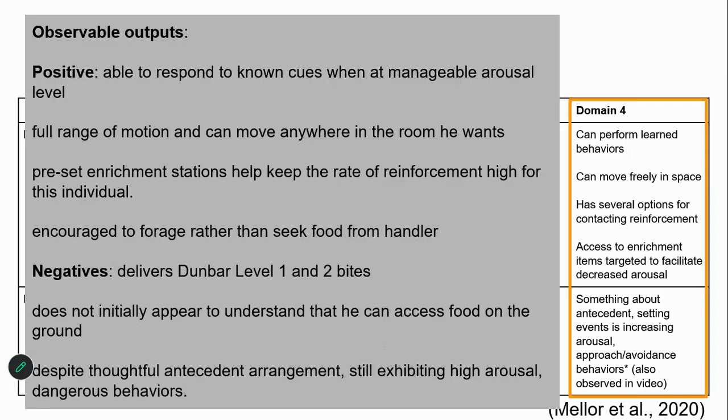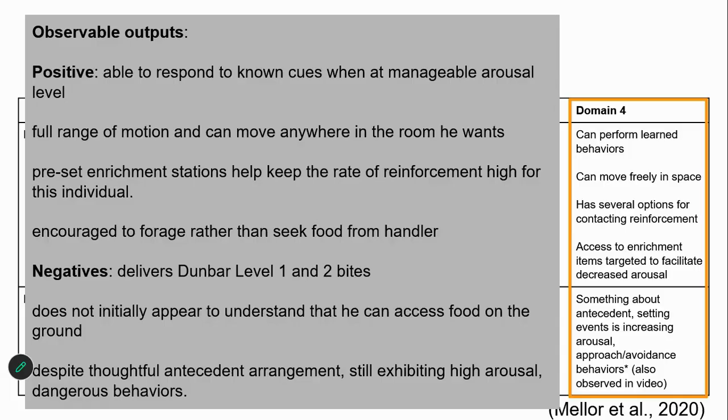Then for domain four, this is the behavior piece. He is able to respond to known cues when he's at a manageable arousal level, but it's hard for him to stay at an arousal level where he can learn. Essentially, his body goes into fight or flight and he can't think. He can't pull from that working memory. He has full range of motion. He's got plenty of space to move around. He has options for reinforcement. Again, he doesn't understand at this time where and how to access food on the ground. So that's going to be an opportunity for teaching him a skill that comes a little bit later.